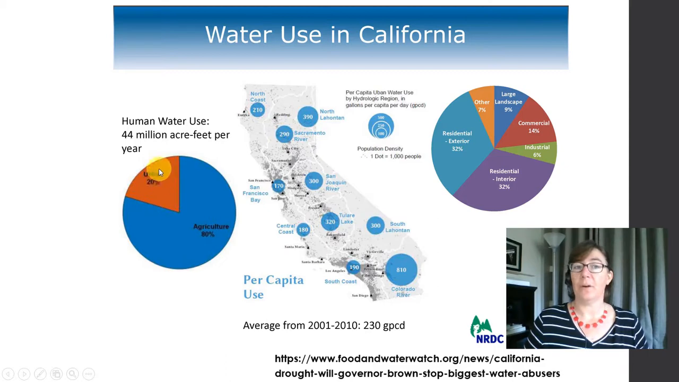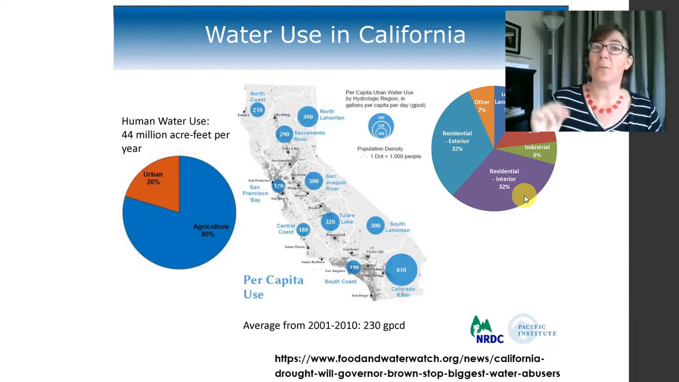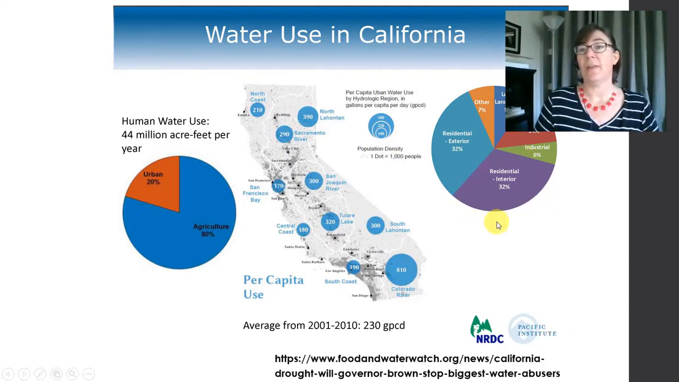Of that 20% urban use, come on over to this pie chart over here, we've got about equal residential exterior use, that's watering our lawns, and residential interior use, and that includes flushing toilets, running the dishwasher, taking a bath, and drinking water. So as a kitchen and bath designer, which piece can we influence? It's the residential interior use. So that's what we're going to focus on here.